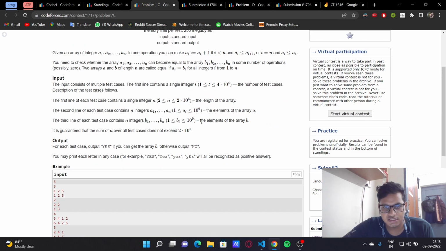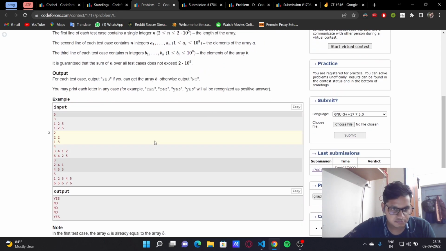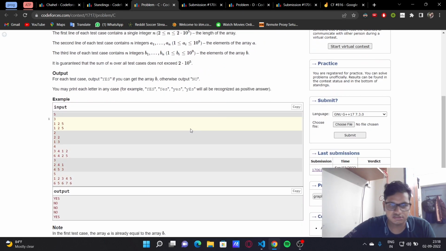A_i is 10 power 9 and B_i is 10 power 9. So you need to give an O(n) or O(n log n) solution for this question to get the answer. And these are the test cases. So I'll first try to explain the test cases, after which you can pause the video if you got an idea.